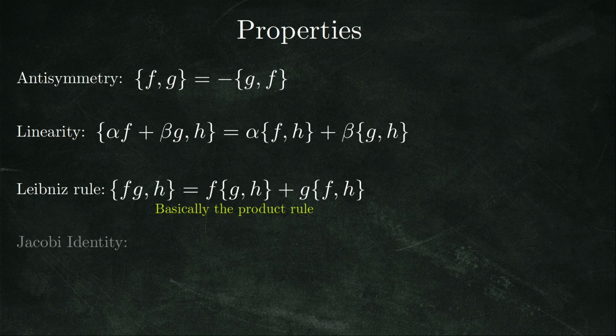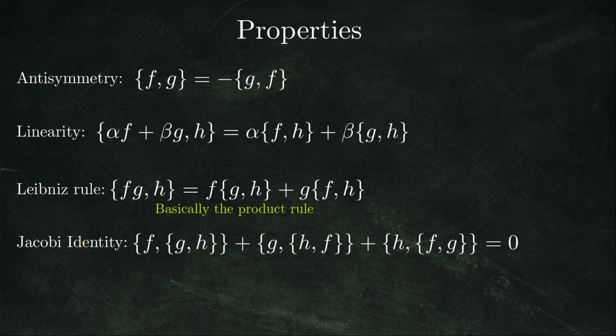And finally, we have the Jacobi identity. And this is if we cyclically permute all three functions in a Poisson bracket, and we add all those together, we get 0. And do note the order. The letters are moving to the left and cycling around.